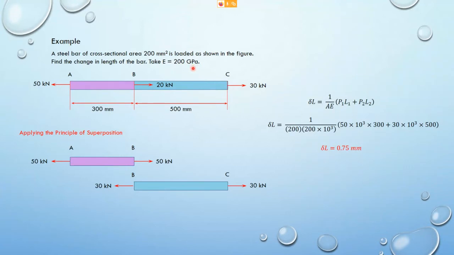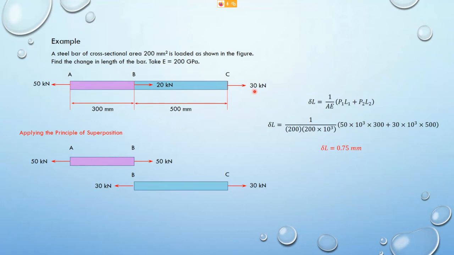Initially, we will start off with a very simple example, with two parts. Section A, section B, and section C, with two parts like this. When you look at this question, you know the cross section is the same, no problem. Then each section within the bar has forces on it. So let's say this section here, you have 50 kilonewton. At this section here, you have 20 kilonewton. And this section here, you have 30 kilonewton.